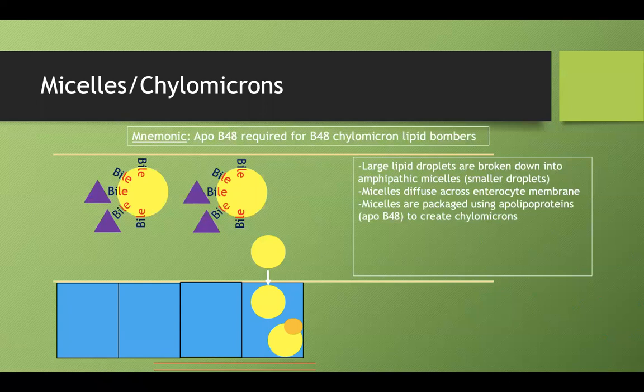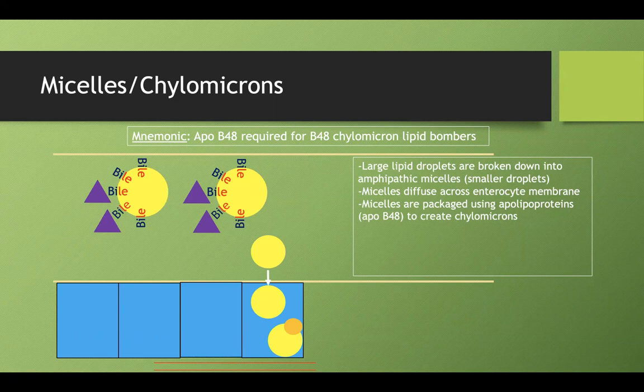And so a mnemonic I saw in First Aid is that you need ApoB48 for the B48 chylomicron lipid bombers. I don't know if you know the B48 jets that were used in wars, but this is a helpful mnemonic to remember the number 48.